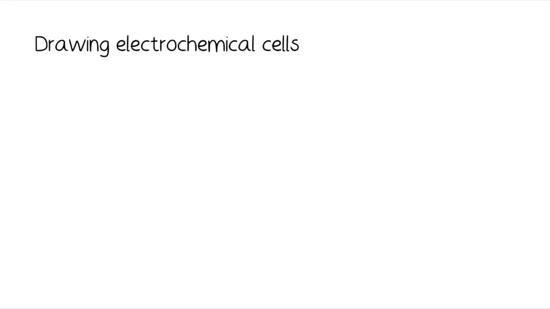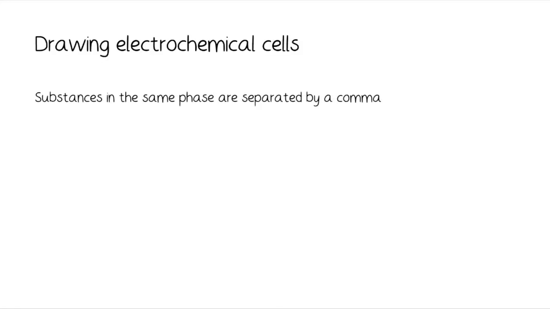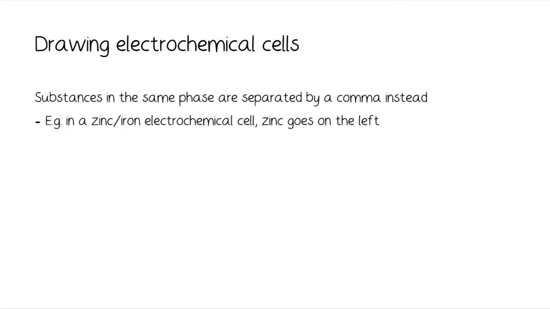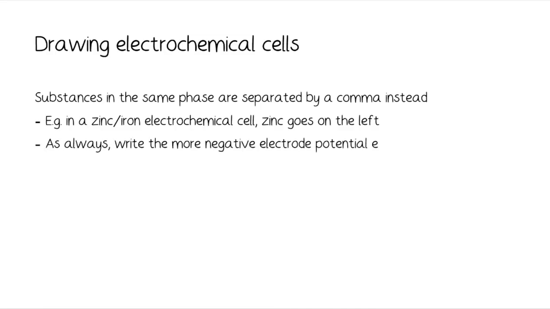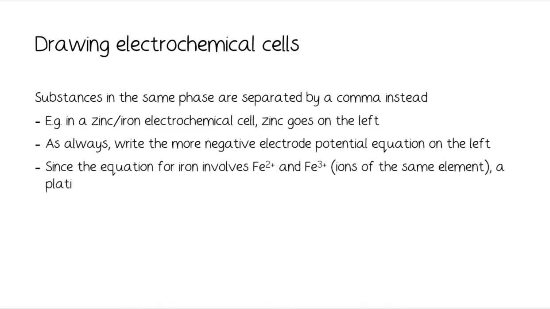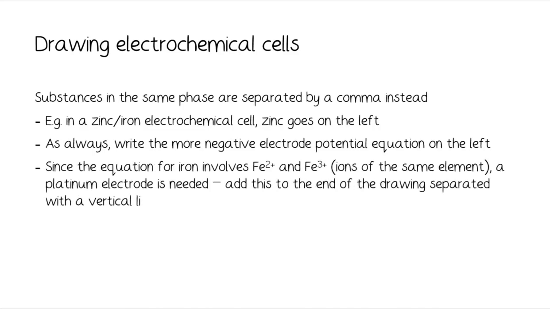Another rule with the conventional method is that substances in the same phase are separated by a comma instead. For example, let's say we have a zinc-iron electrochemical cell. The zinc is more negative, so it goes on the left. As always, you'd write your more negative electrode potential on the left, but since the equation for iron involves Fe2+ and Fe3+, we use a platinum electrode instead. This is just added at the end of the diagram, separated with a vertical line. Because we're exchanging between ions of the same element, they can't be solid, so we use a platinum electrode. And because they're in the same phase, we need to separate them with a comma instead.